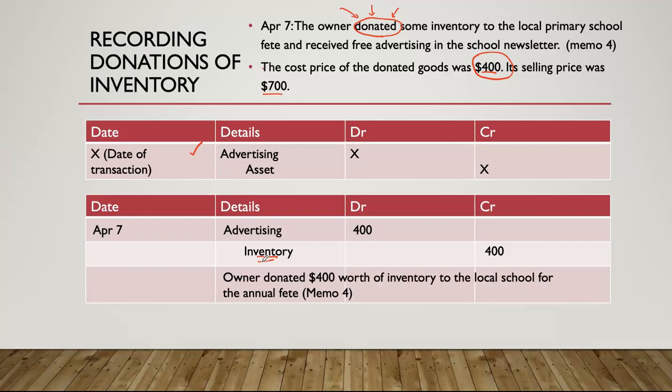Anything here is generally fine so long as you include the source document, the required thing to do to get your mark there. And I've said owner donated $400 worth of inventory to the local school for the annual fete. Now, I probably didn't need to do the $400 because it is implied in my debit and credit. And I might say what type of inventory it was if I know, but I don't know in this transaction.